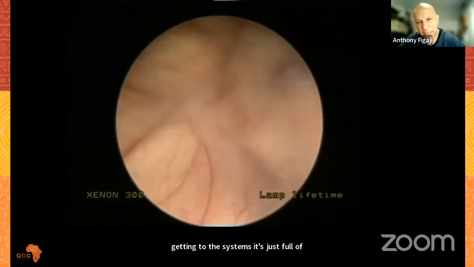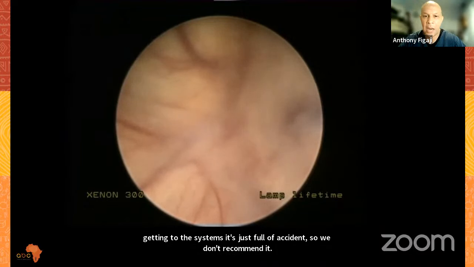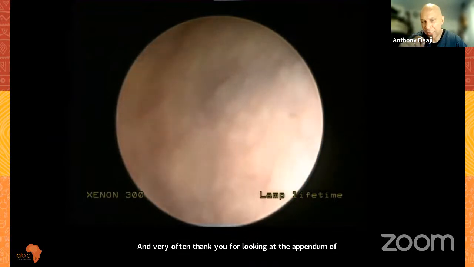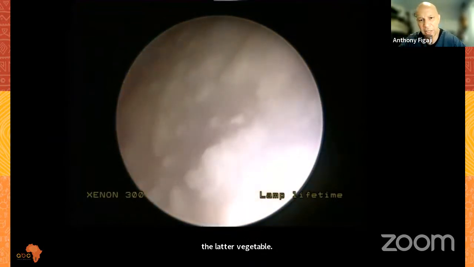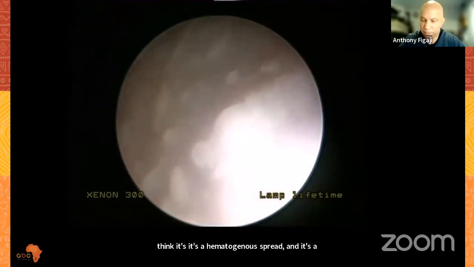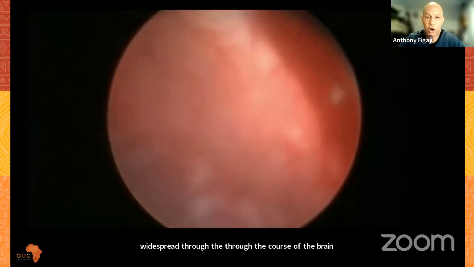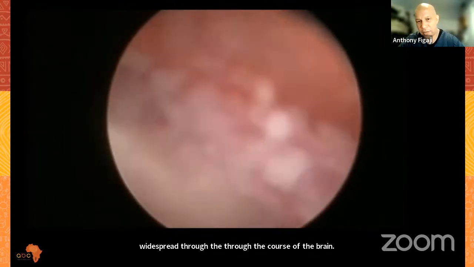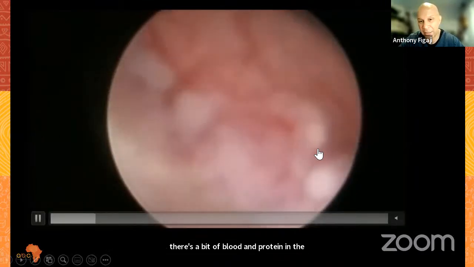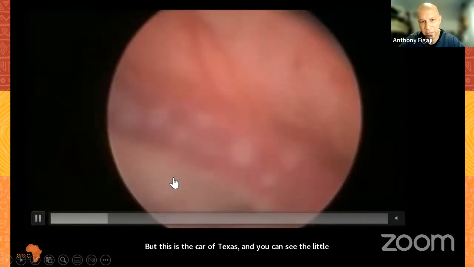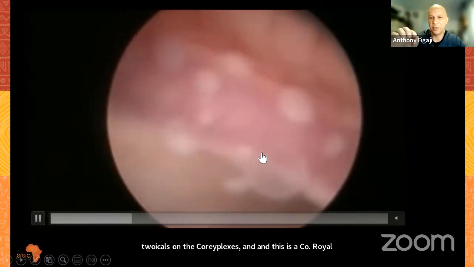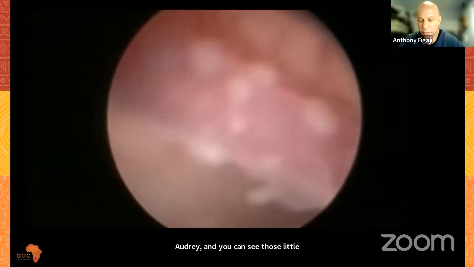This is what endoscopy looks like in the lateral ventricle. And very often, if you look at the appendage of the lateral ventricle, you'll see it's all studded with these little tubercles. So I think it's a hematogenous spread, and it's widespread through the course of the brain. And this is the choroid plexus. It's a bit grainy because there's a bit of blood and protein in the CSF, but this is the choroid plexus, and you can see the little tubercles on the choroid plexus. And this is the choroidal artery, and you can see those little tubercles even all the way along the course of one of the choroidal branches.